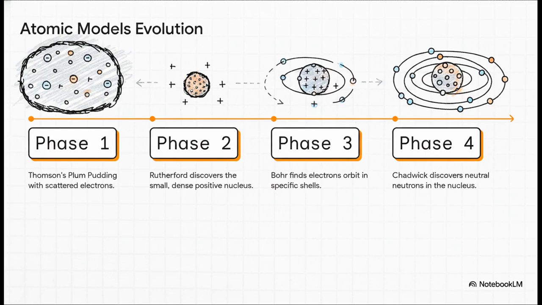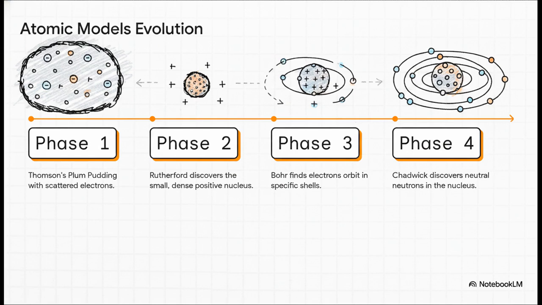Our understanding of the atom evolved surprisingly fast. First, J.J. Thomson discovered electrons and proposed the plum pudding model. Picture a blob of positive charge with negative electrons just dotted throughout it. Then, Ernest Rutherford's gold foil experiments proved that the positive charge wasn't a big blob at all, but was actually concentrated in a tiny, dense nucleus right at the center.